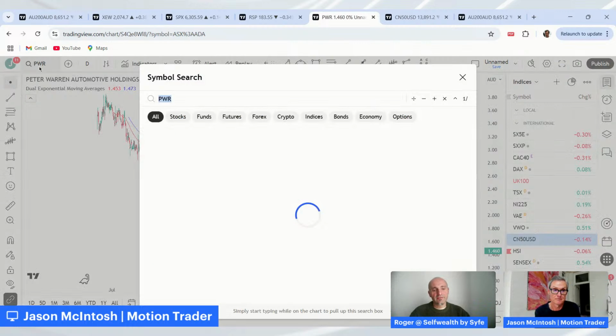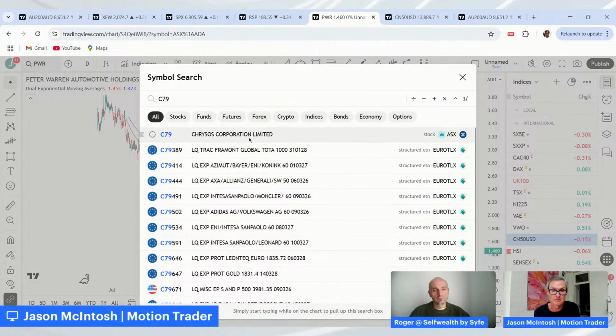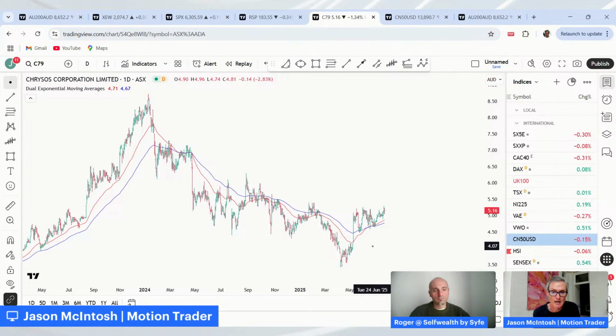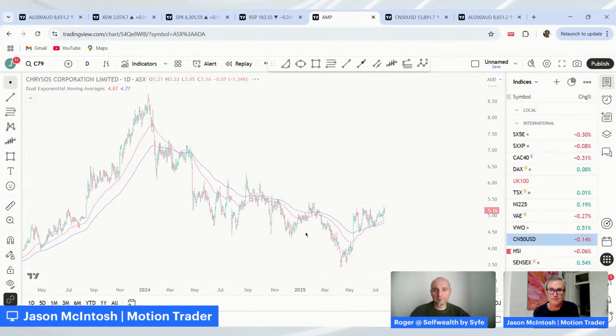Okay. C79. Did we not look at this earlier? I think we looked at this one. We did. Yeah, we did. And it does have that nice structure, but just go back on that one. It's a nice structure, worth having a look at what we already said. Yeah, no, we did. There's a couple here that we probably went back on. Let's have a look at AMP. We haven't had a look at that one yet. From Silver Sun.